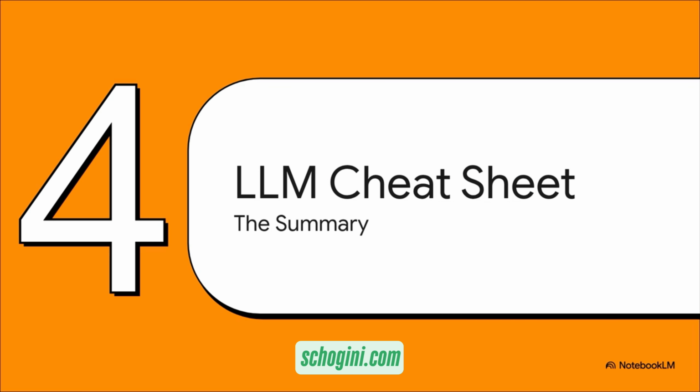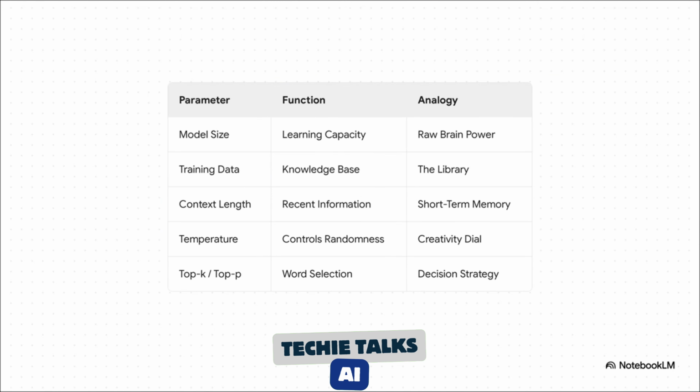Okay, I know we've covered a lot of ground here, from building the brain to dialing up the creativity. So, to help pull it all together, we've put together a quick little cheat sheet for you. So just think of it like this. Model size, that's its raw brain power. The training data is its library of knowledge. Context length is its short-term memory. Temperature is that all-important creativity dial, and top K and top P, those are its decision strategies. Once you get a feel for these, you can really start to shape the AI you're talking to.